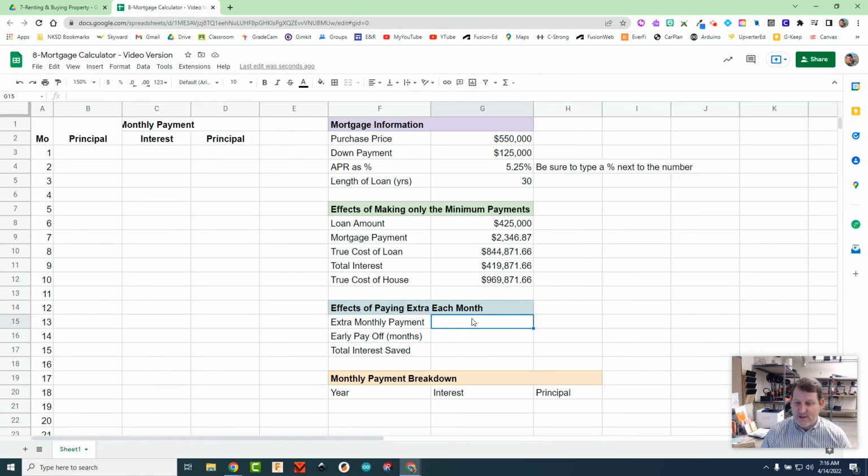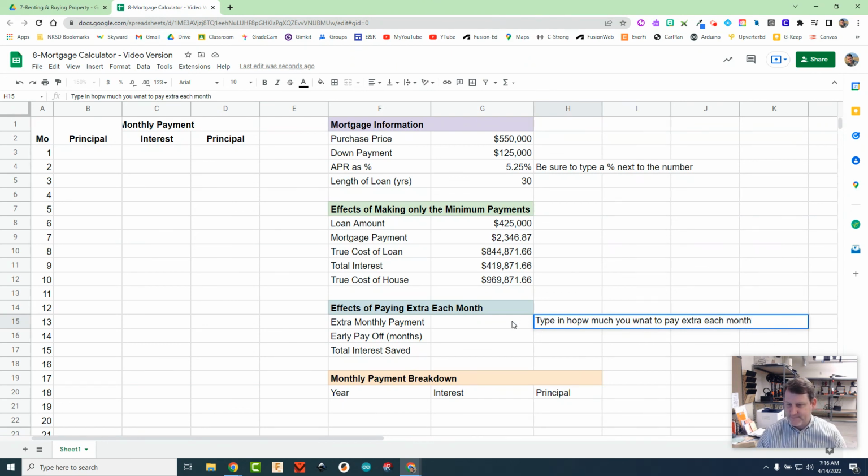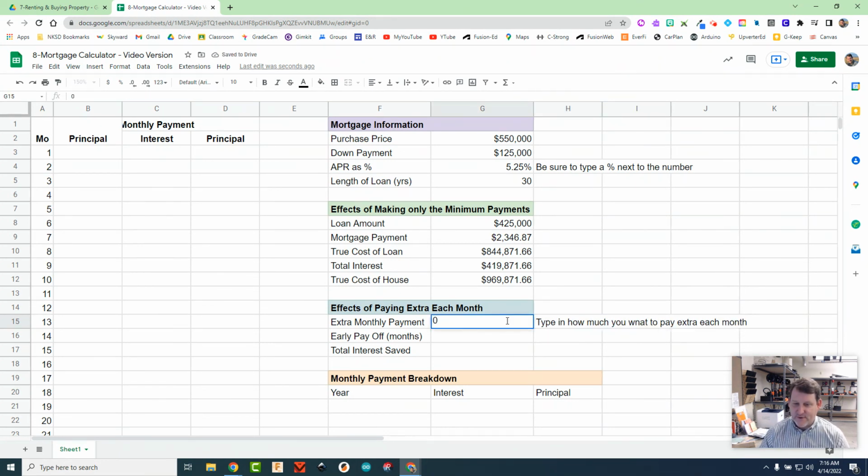All right. So let's do some effects of extra monthly payments. So this first cell is where you're going to type in how much you want to pay extra each month. Let's start this off with zero. Let's say that we're going to pay $0 extra each month.